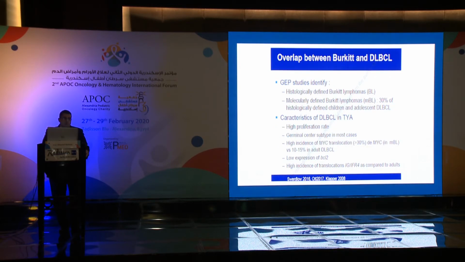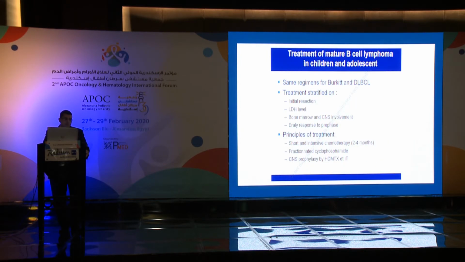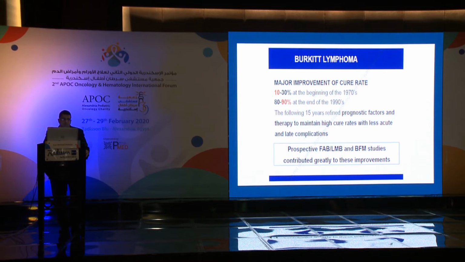And there is overlap between Burkitt and diffuse large B-cell lymphoma. One study showed molecularly defined Burkitt lymphoma present in 30% of histologically defined children and adolescents with diffuse large B-cell lymphoma. And so the treatment is the same for Burkitt and diffuse large B-cell lymphoma. Treatment depends on initial resection, LDH level, bone marrow and CNS involvement, and early response to the pre-phase. The principle of the treatment is short and intensive chemotherapy, fractionated cyclophosphamide, and CNS prophylaxis by high-dose methotrexate.